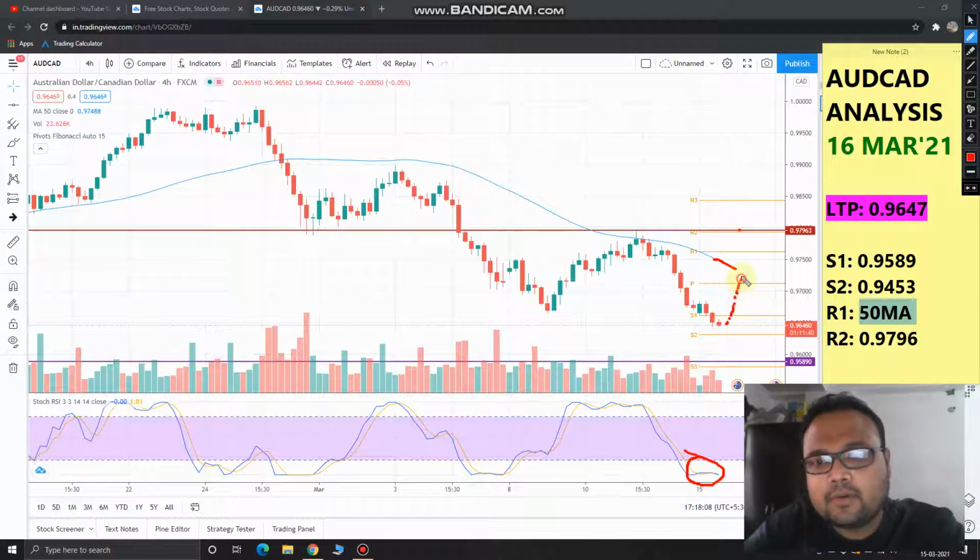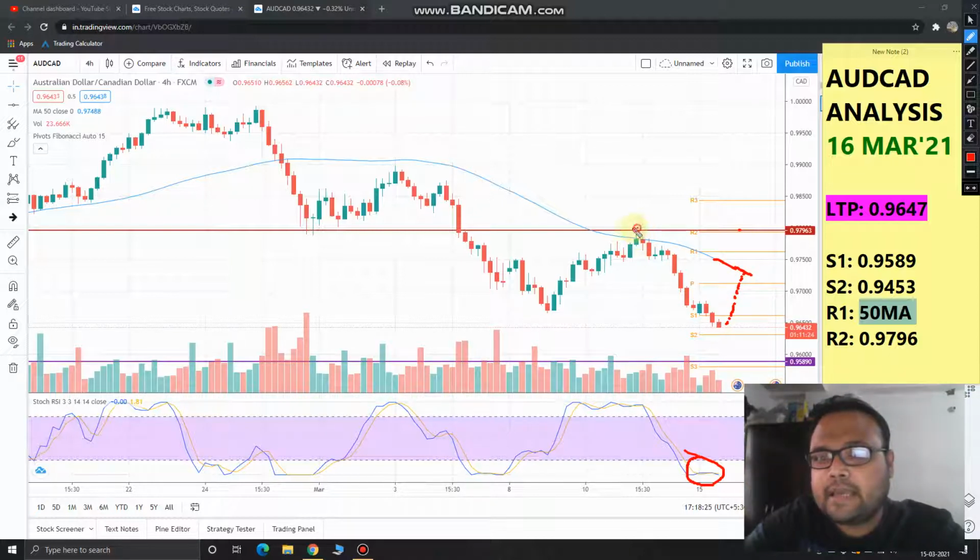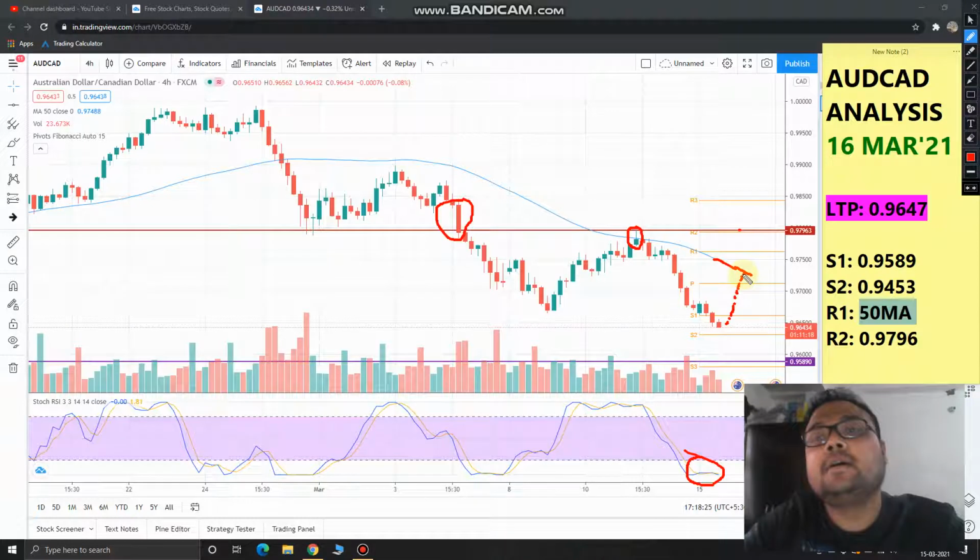If in case market goes up and hits the 50 moving average, then you just need to watch how the price reacts. In case you see that price is struggling near the 50 moving average, it is getting rejection from above, if you see candlestick patterns like this or a big bearish candle like this, then you can short the market at the 50 moving average, because 50 moving average is the first resistance for the market.